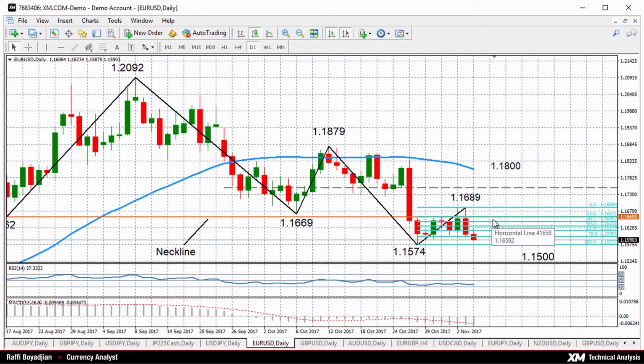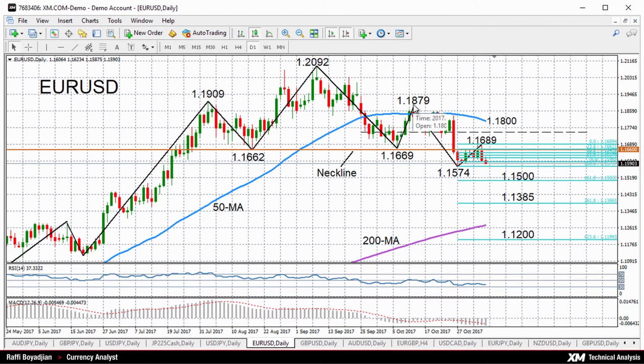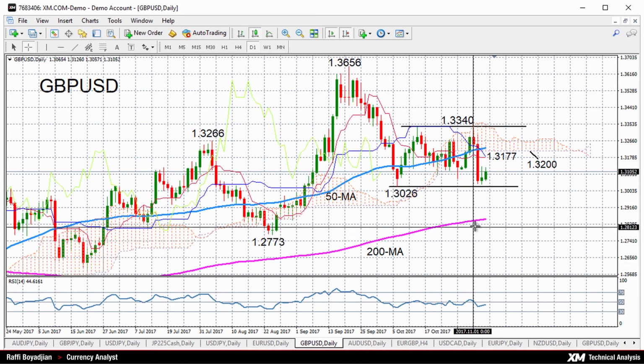1.1660. A break above those levels, we could then see resistance coming from the 1.1750 area, followed by the 1.18 area, which is currently where the 50-day moving average is. But we would need to see a break above 1.1879. That's the peak from early October. A break above that level, then we would see some stronger signs of a shift back to a more bullish picture. Let's move on to pound dollar now.